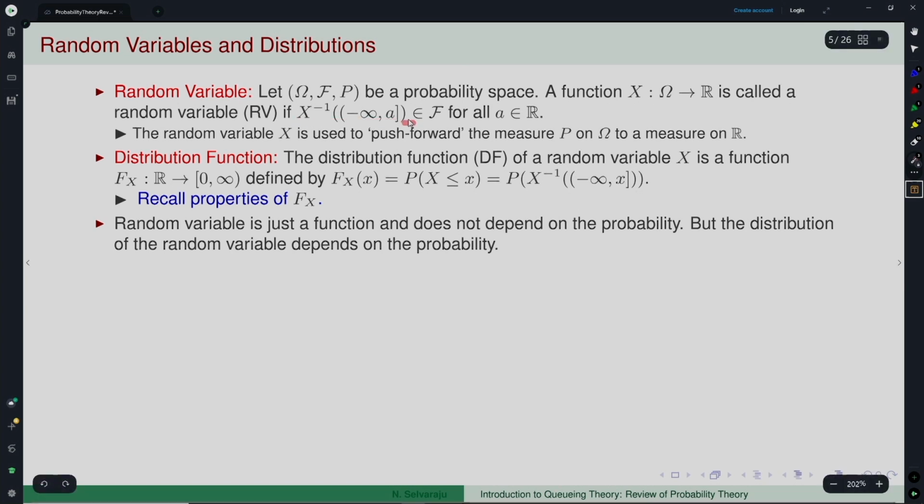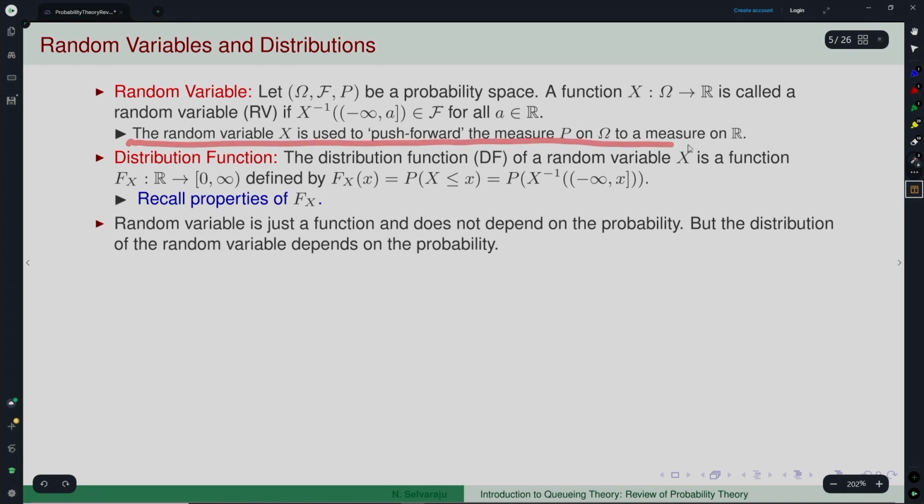So, this is technical, but required. If omega is uncountable, then this makes much more sense, but whenever omega is finite or countable and you take F to be the power set of that particular set omega, then any real valued function would satisfy this. Okay. But for other cases, whenever your F is not the power set of omega, then you need to specify or check this condition for the function to be a random variable.